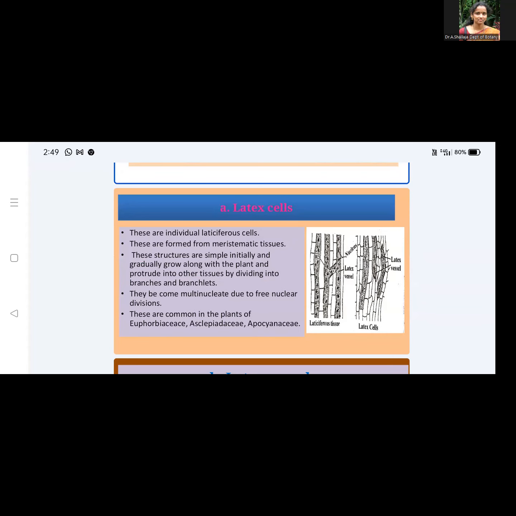See here, the first is latex cells. These are mainly parenchyma cells which contain a milky fluid known as latex.